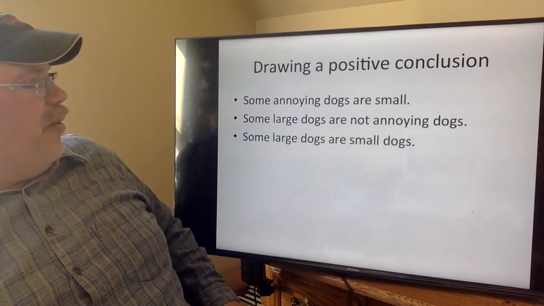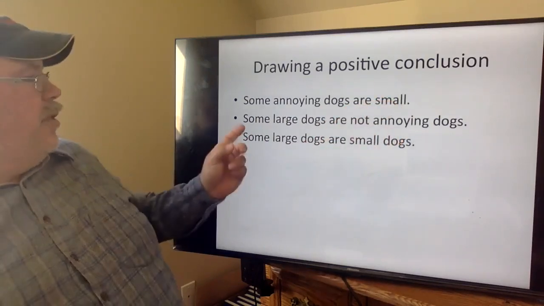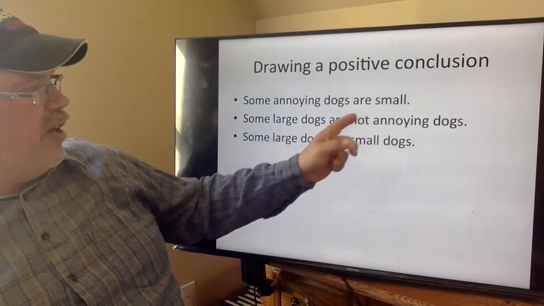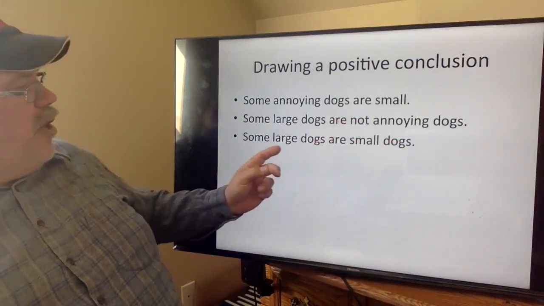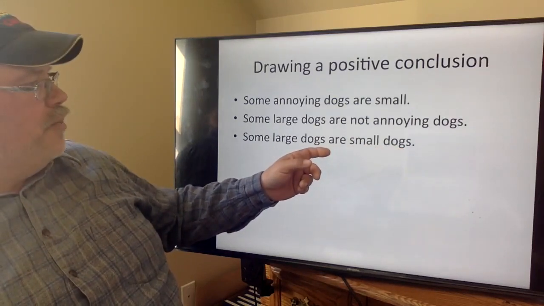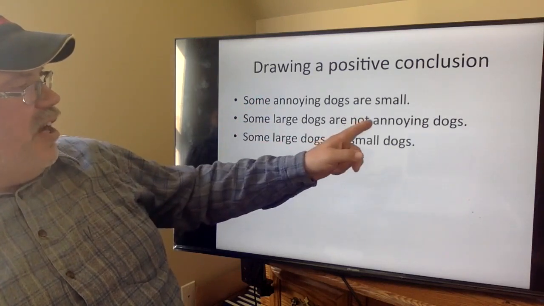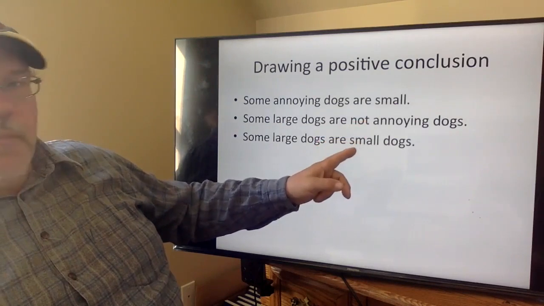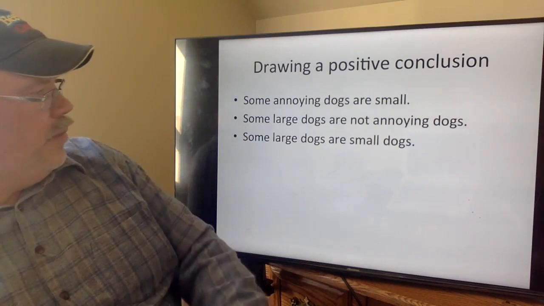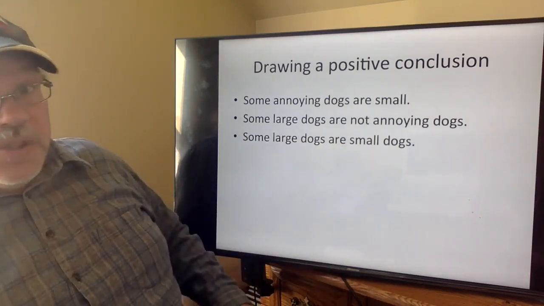Here's the counterexample. Some annoying dogs are small. I think that's true. Some large dogs are not annoying dogs. Also true. And there's our negative. Some large dogs are small dogs, I think, is pretty obviously false. What makes this argument invalid is having an unmatched negative in the premise that's not matched by a negative in the conclusion. Notice if it was some large dogs are not small dogs, that'd be pretty obviously true.